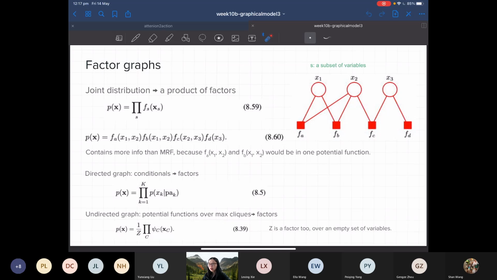And you may ask, what about normalization? We kind of said normalization is a big deal, right? In here, and in this expression, there is no normalization. So we can say the normalizing factor Z is a factor too. It is just over an empty set of variables, not over a particular variable, right? So that's the definition of factor graph. In other words, the factors, the square nodes, are connected to the variables that they capture.